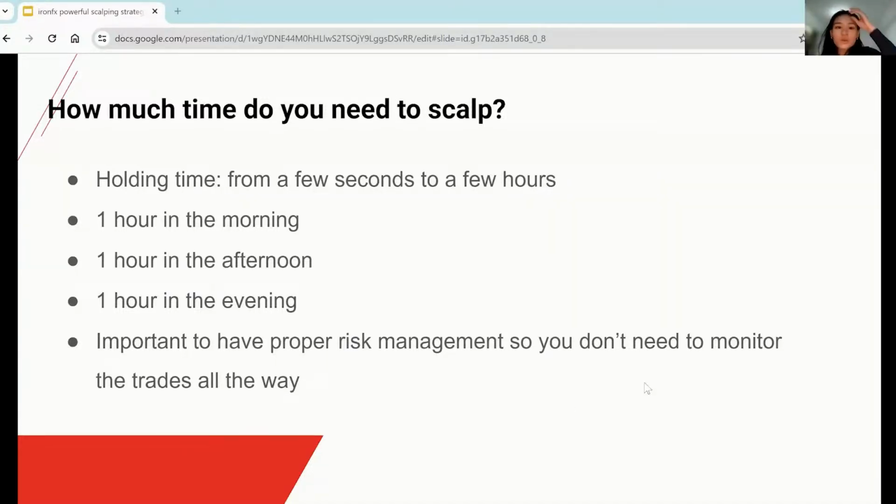Okay, so how much time do you need to scalp? The holding time ranges from a few seconds to a few hours. So something that we recommend is to perhaps space it out. Firstly, you can spend 1 hour in the morning, 1 hour in the afternoon, and an hour in the evening. It's important to have proper risk management so that you don't need to monitor the trades the entire way. And we'll show you some risk management strategies as well, for you to use when you are scalping.